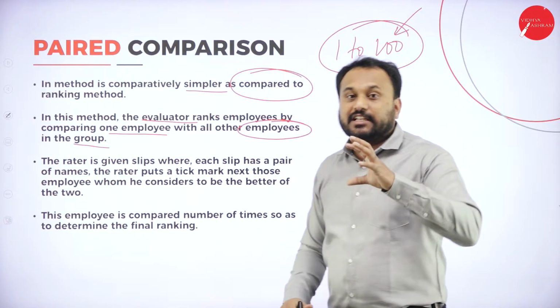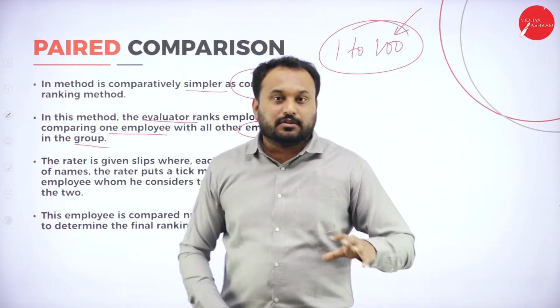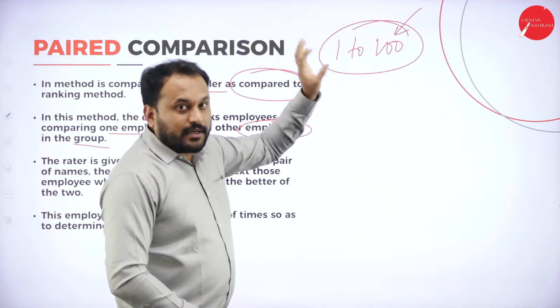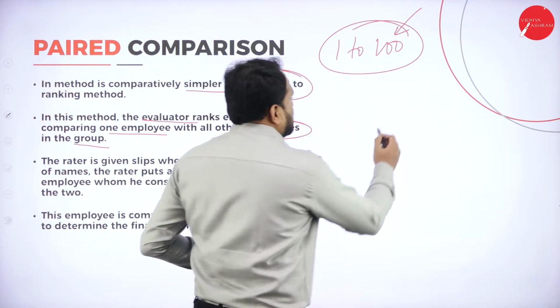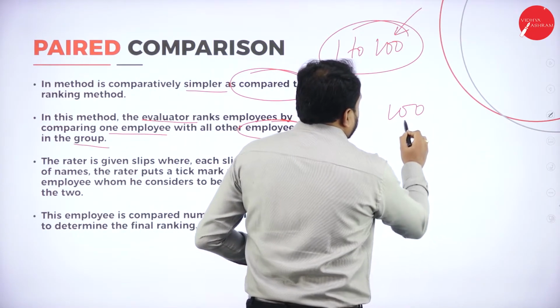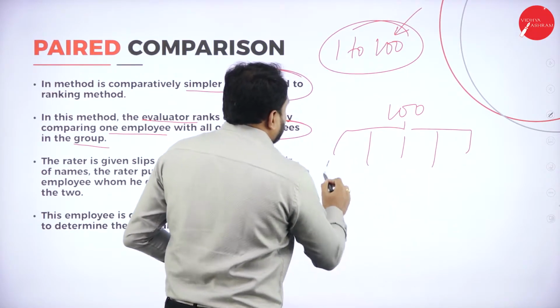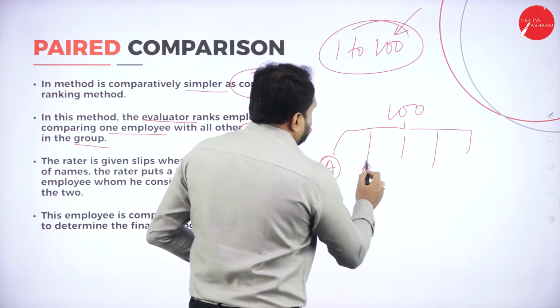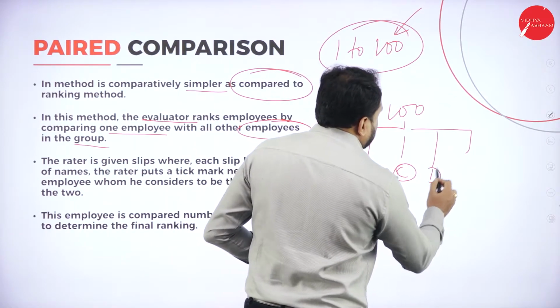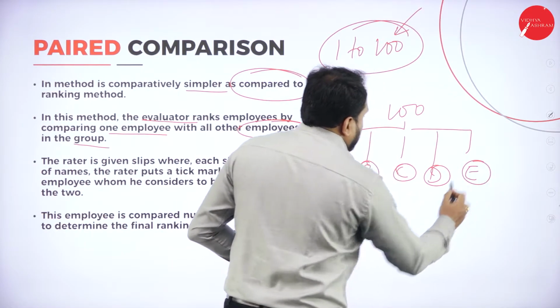All other employees in the group. So we have small groups. Say there are 1 to 100 employees. Now what happens is we will divide this 100 into departments. We have so many other departments. Say we have department A, B, C, D, and we have E.